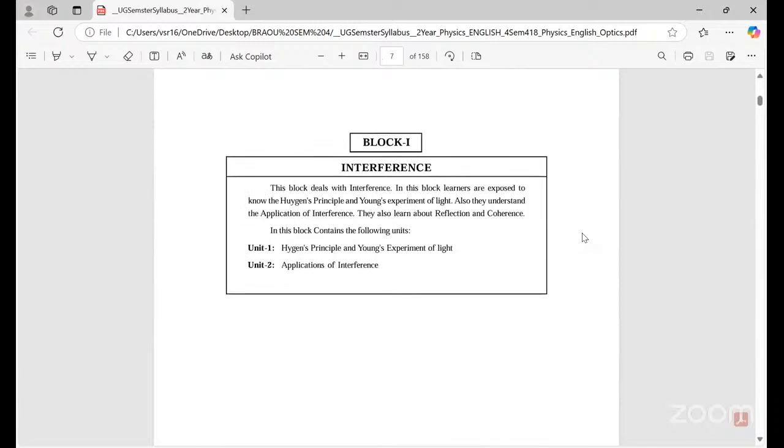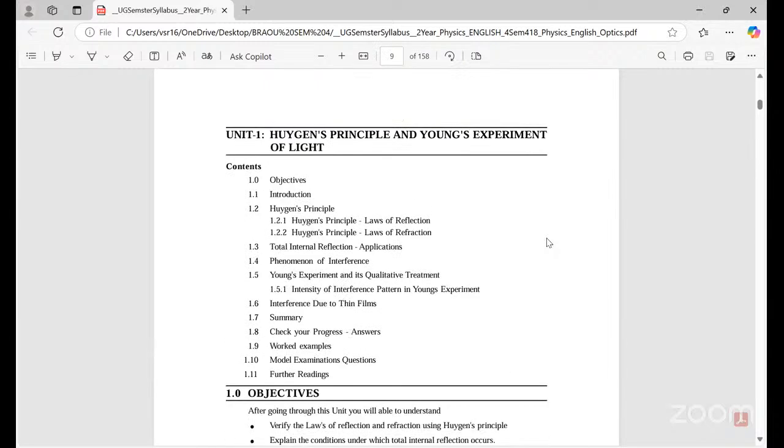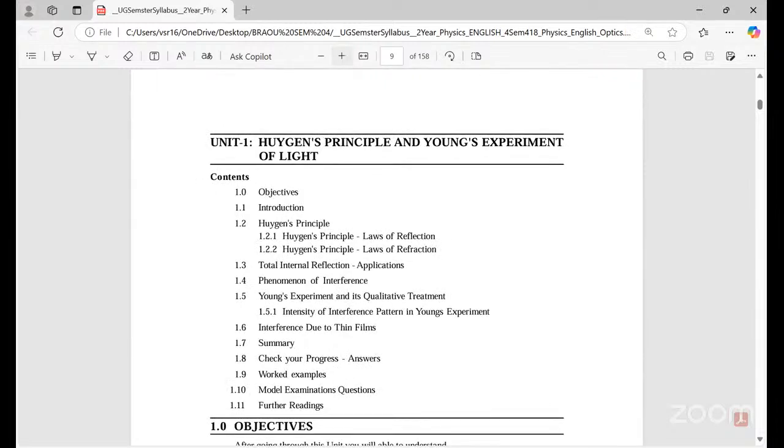Let us discuss interference. What does interference tell us? You need to know about Huygens principle as well as Young's experiment. You also need to know the applications of interference, and also about reflection as well as coherence. So here, this is unit 1, Huygens principle.